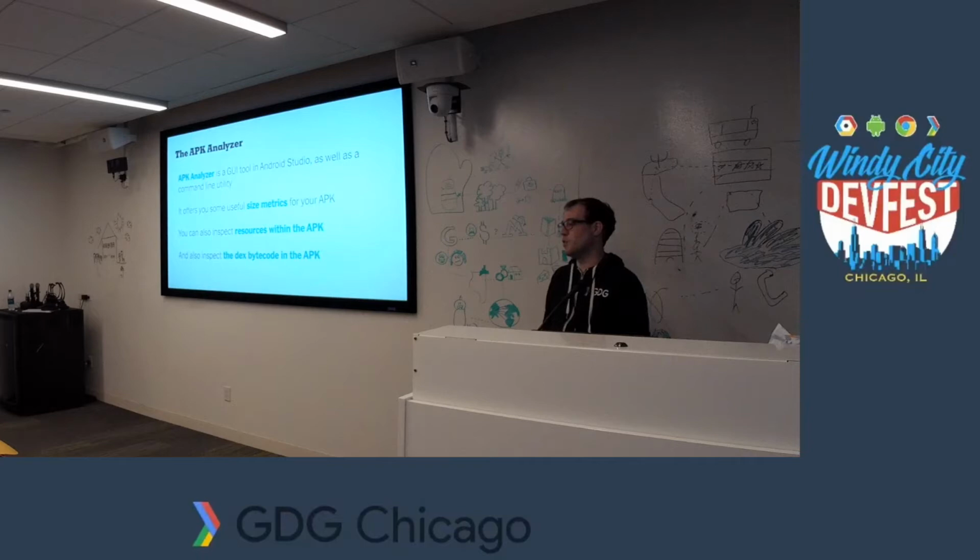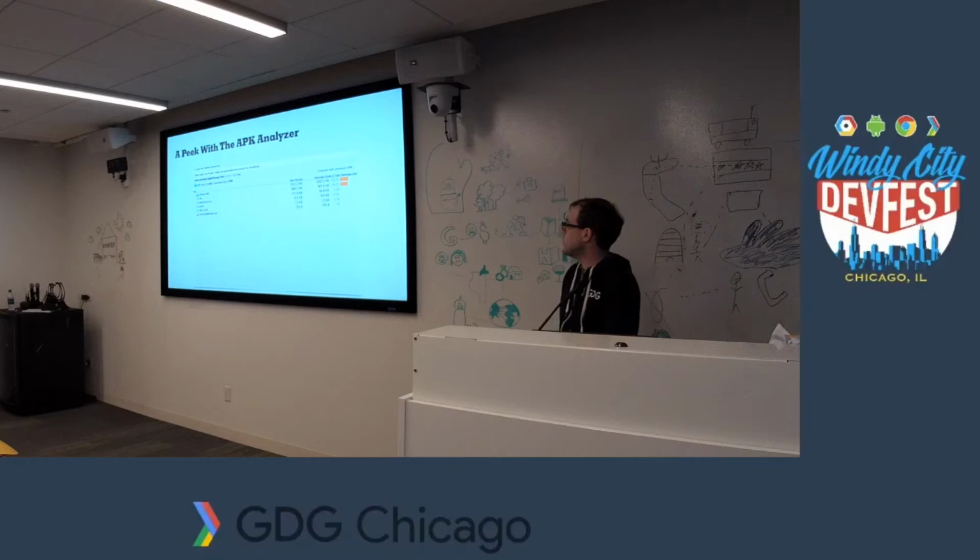It gives you some cool size metrics about your APK. You can pick apart all the resources inside your APK. You can also peer down into the dex files and see your classes and your methods, and even right-click on a method name and see the actual bytecode for that method. So for instance, here's an idea of what the screen looks like. You get the sizes of your resources and your source.